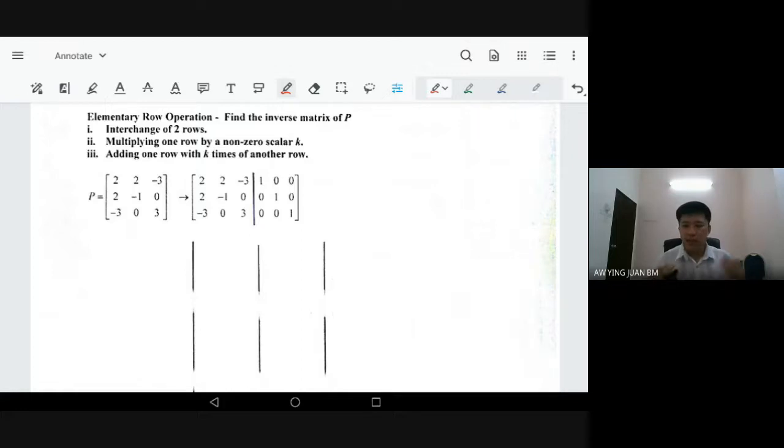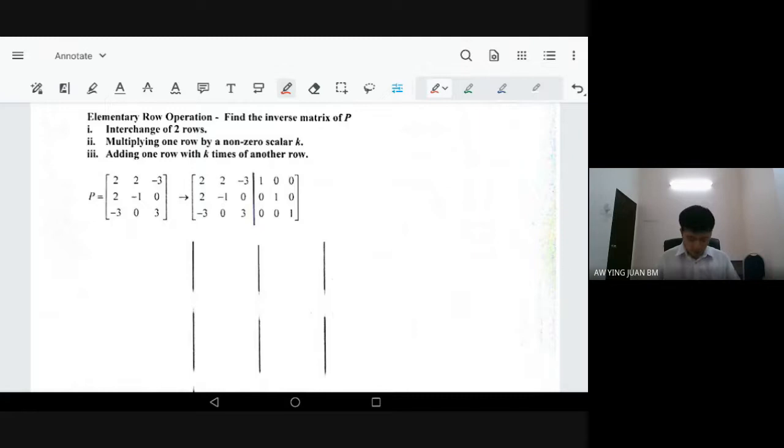Kindly revise the situation. Just now we went through the adjoint method, which uses the minor, cofactor and C transpose, which is the adjoint, to find the inverse matrix of P. The second method, we are using the deduce method to find the inverse matrix of P. In the deduce method, we make use of the properties of the identity and also the matrix A. The third method is to use the elementary row operation.